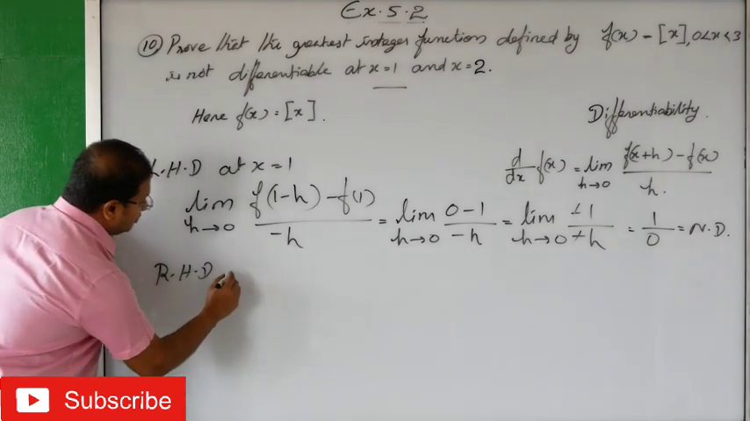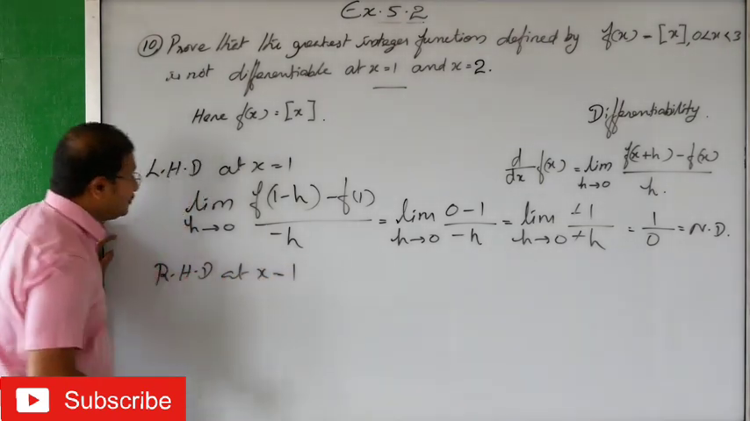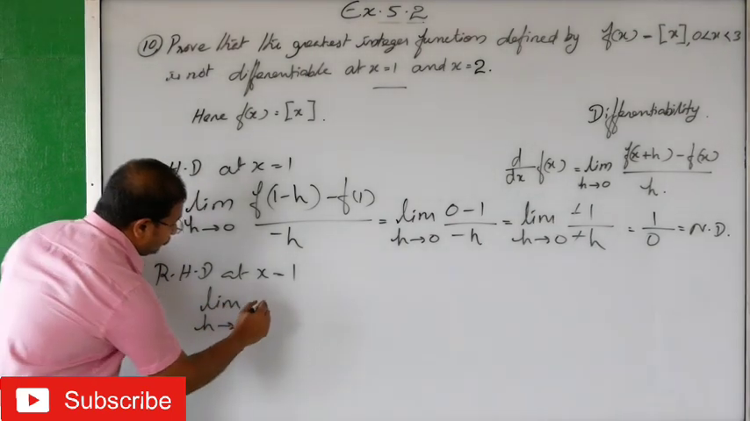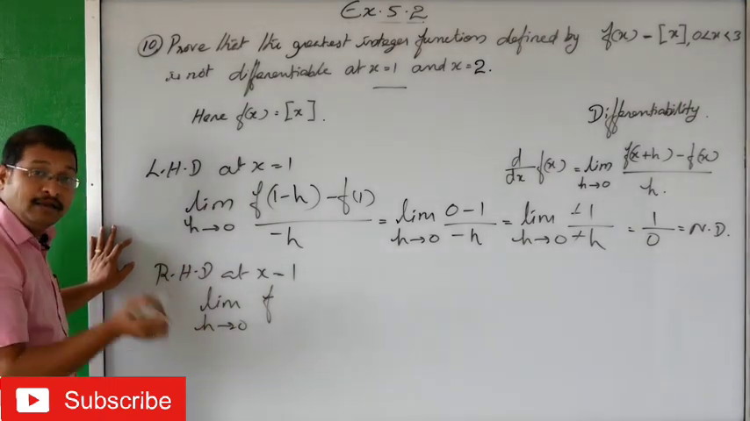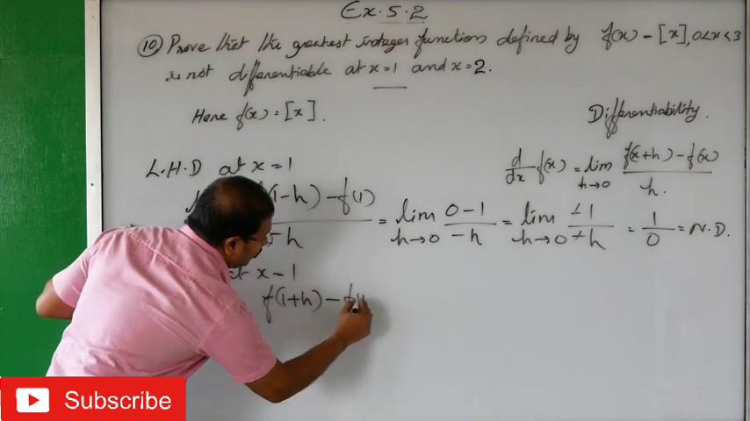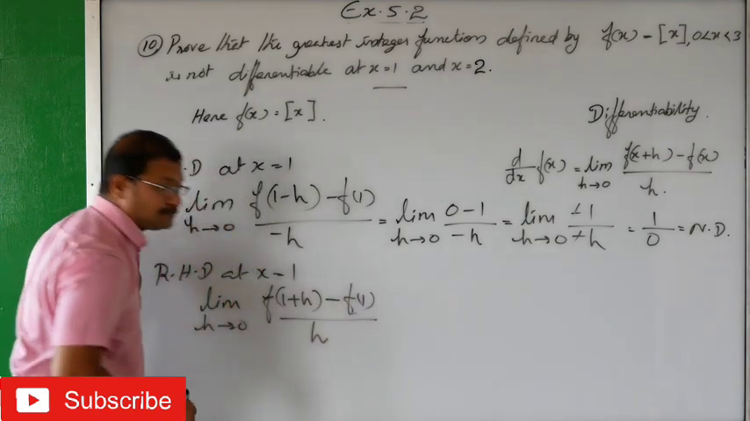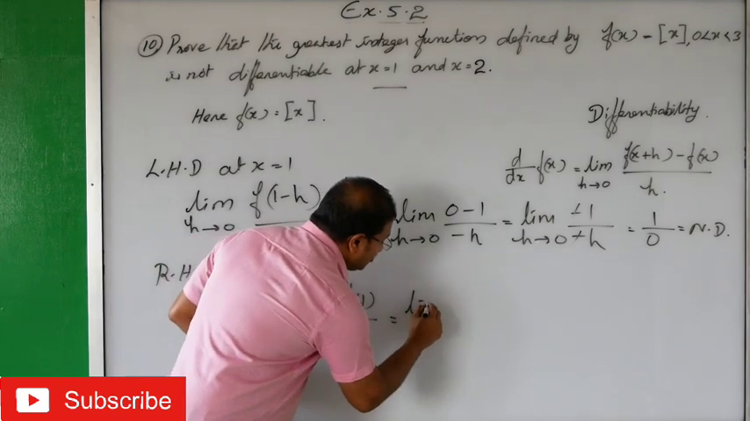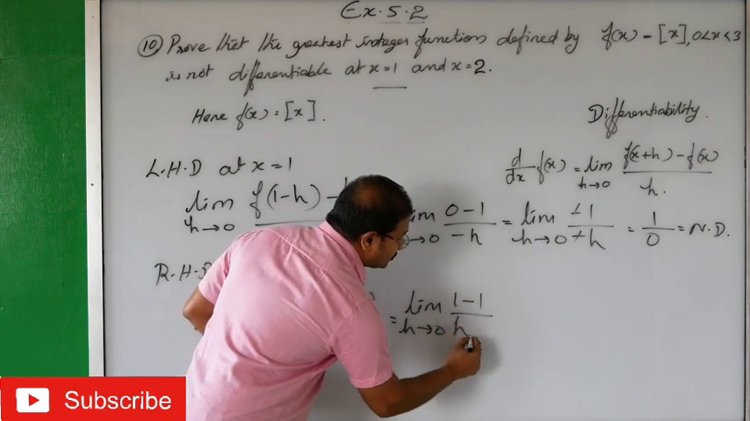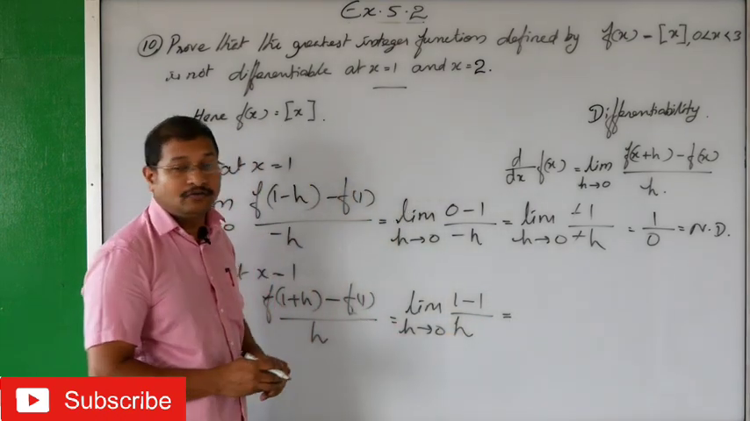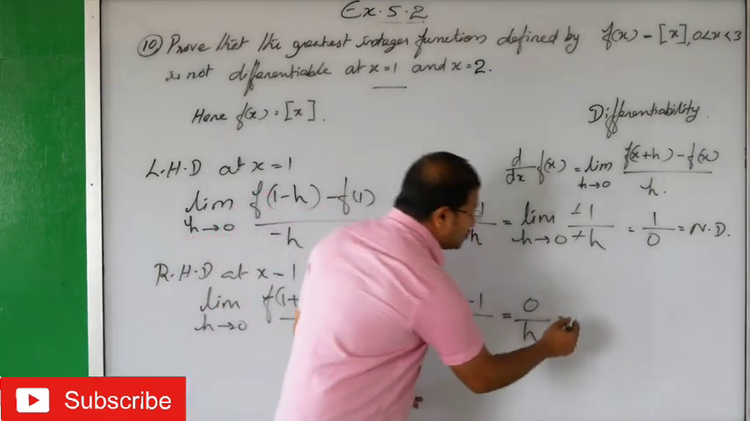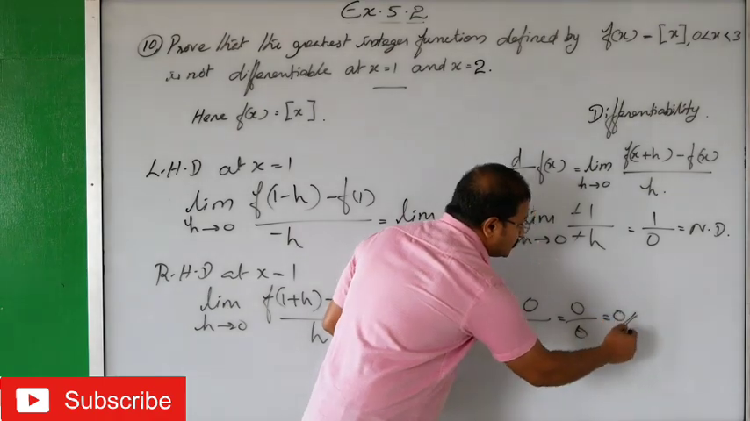Let's go for the RHD. Right hand differentiate at x equals 1. Here what you will do? Limit h tends to 0, f of, since it is on the right side, it will be plus. That means f of 1 plus h minus f of 1 divided by plus h equals limit h tends to 0, we will get 1 minus 1 by h equals, what will we get now? 0 by h, and we know that h is going to 0. That means 0 by 0 equals 0.